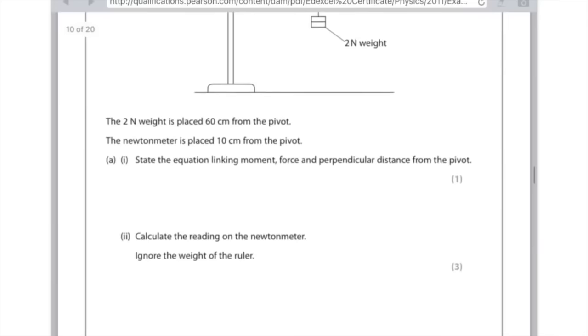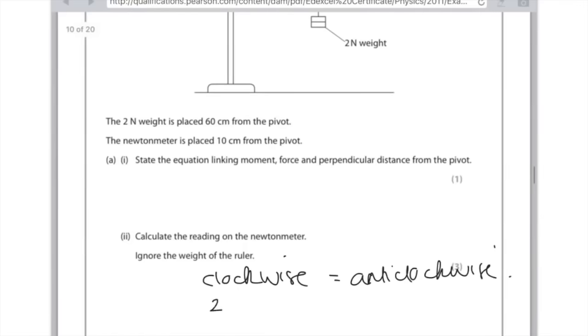So let's just do clockwise equals anti-clockwise. Please don't run out of space, Hazel. So clockwise was 2 newtons times the distance, which I said was 0.6. We've just seen that the Newton meter is 10 centimeters away from the stand, so that's 0.1, and we're looking for the weight of the ruler, which is the same as the force, so I'm going to write x here, and now we just need to solve. 1.2 equals 0.1x, therefore x equals 12 newtons.